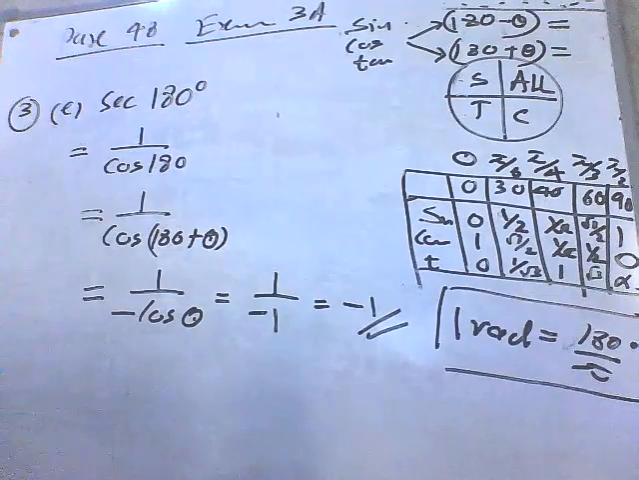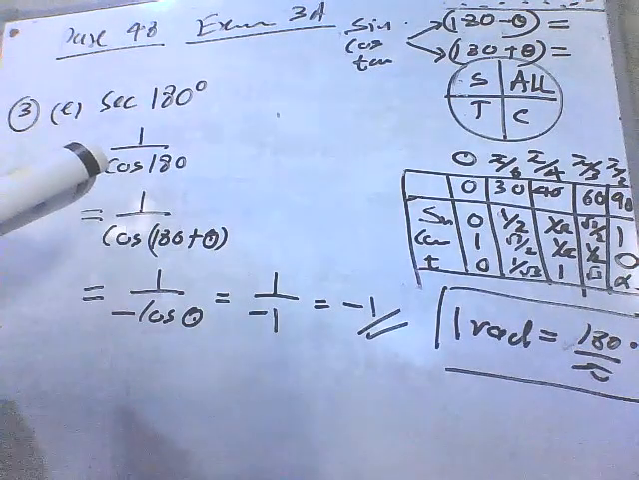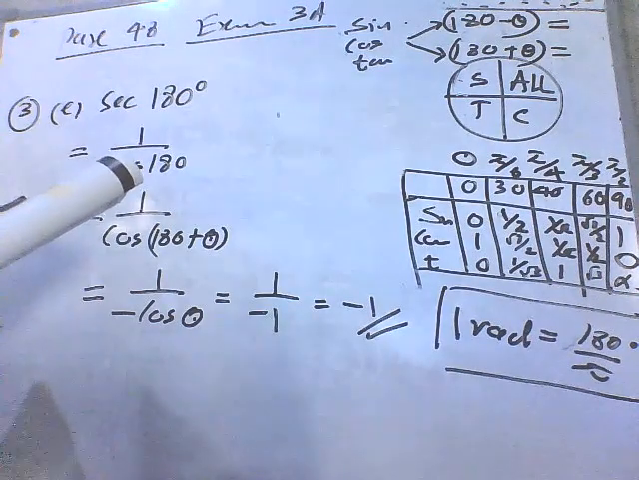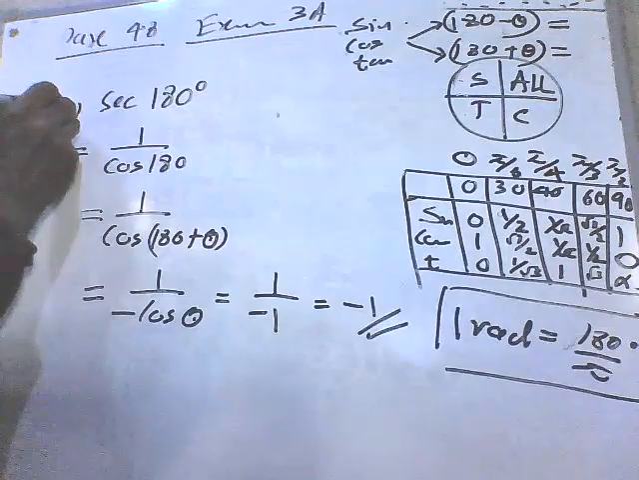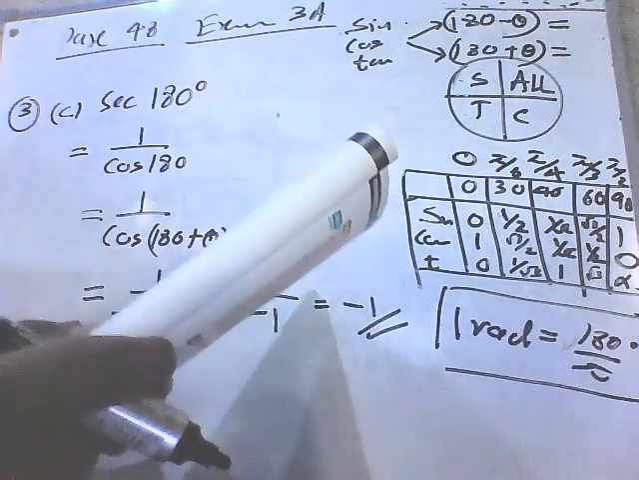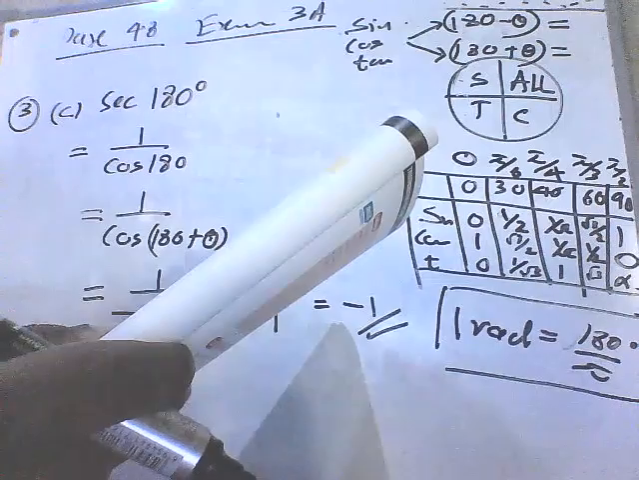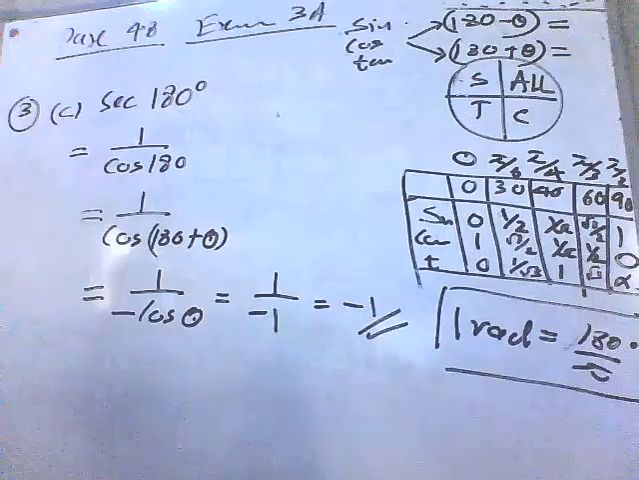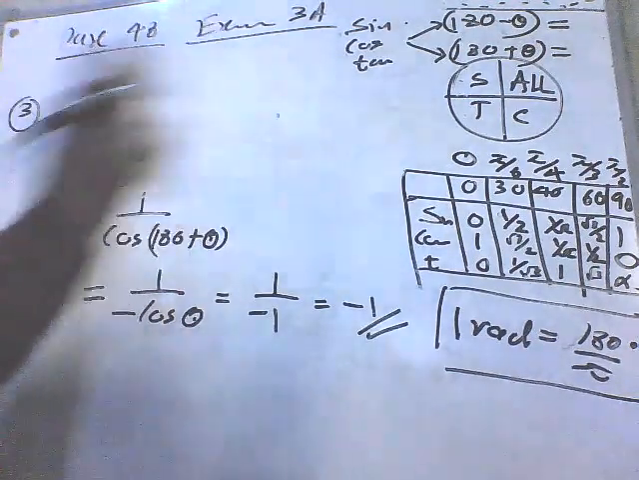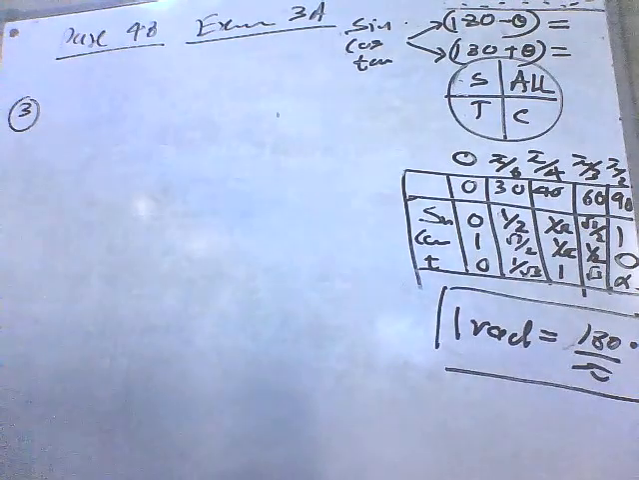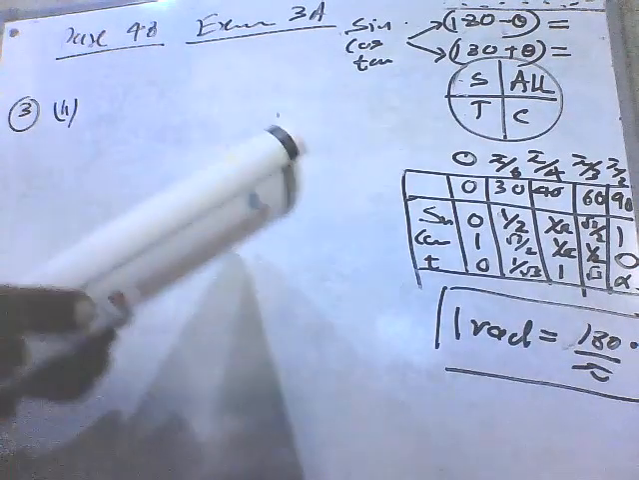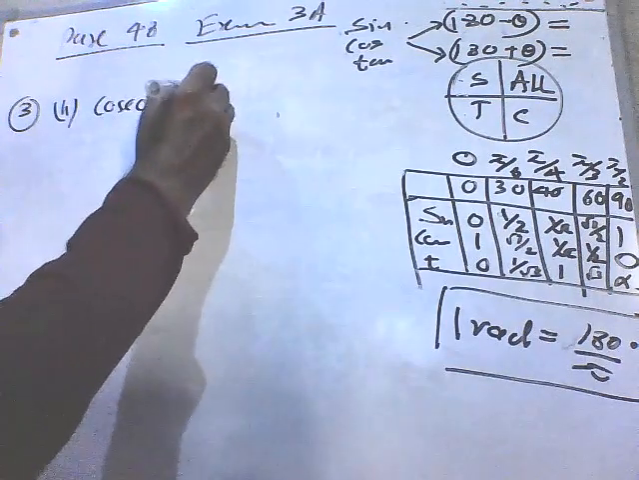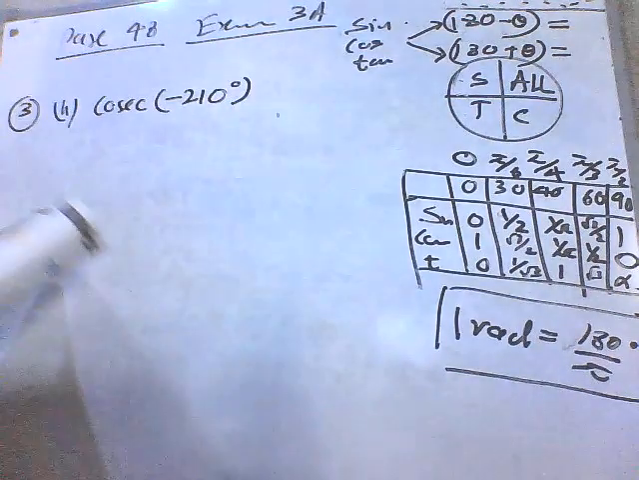Okay, so I'll try another one. This was part C. Now I will do another wonderful one, cosec 210, part H. It's going to be difficult. So for H, they are asking cosec of minus 210 degrees. They are asking for that answer.